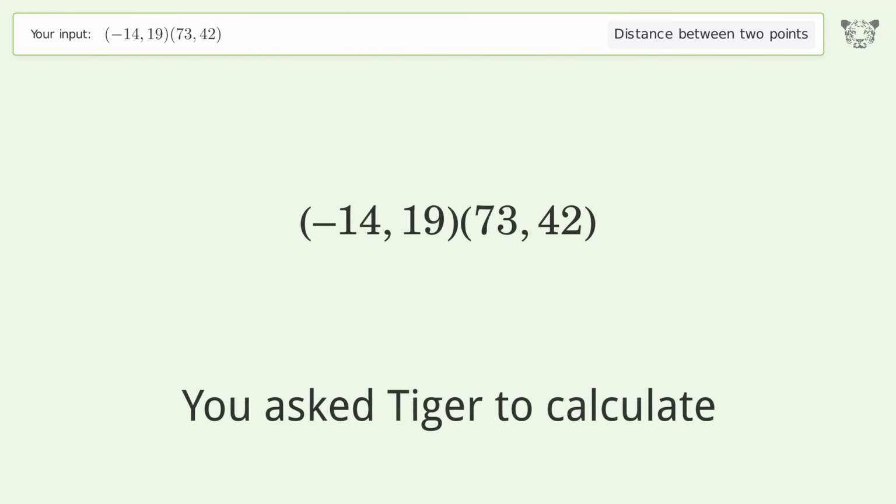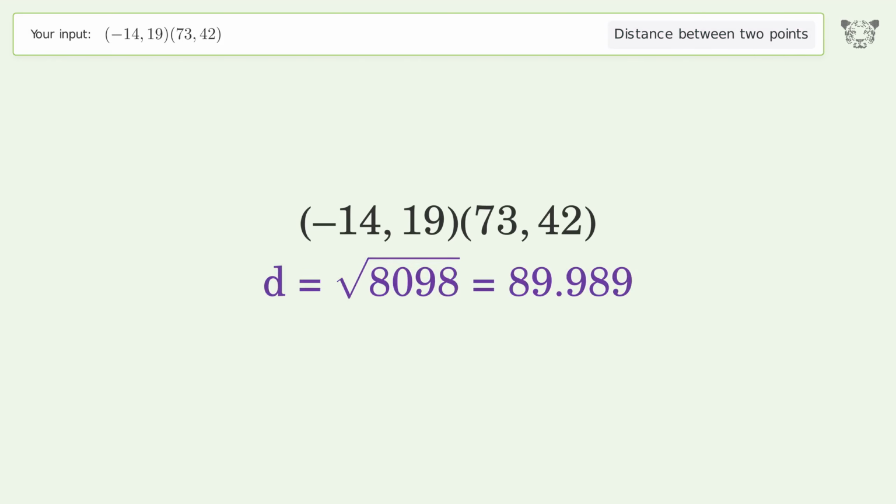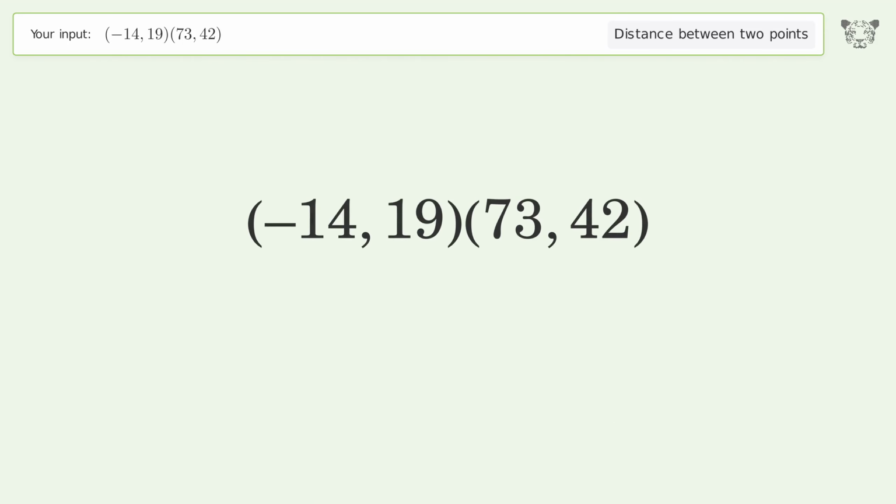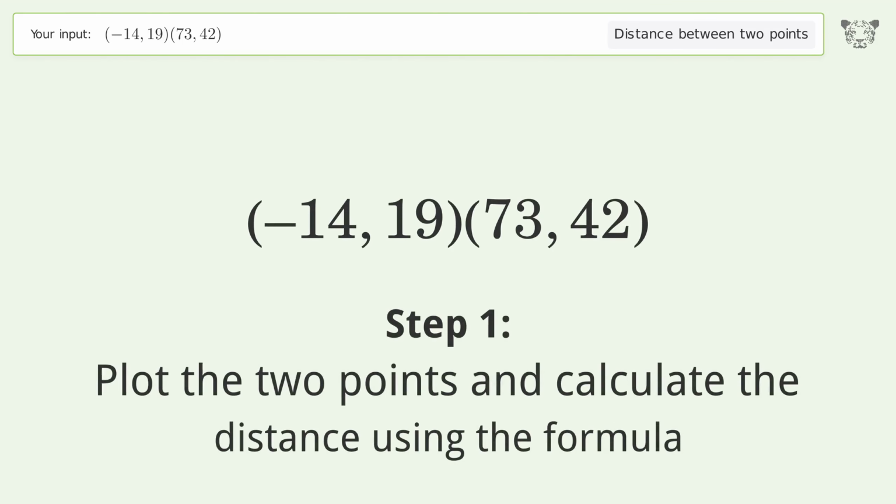You ask Tiger to calculate. This deals with the distance between 2 points. The distance between the 2 points is the square root of 8,098 or 89.989. Let's solve it step by step. Plot the 2 points and calculate the distance using the formula.